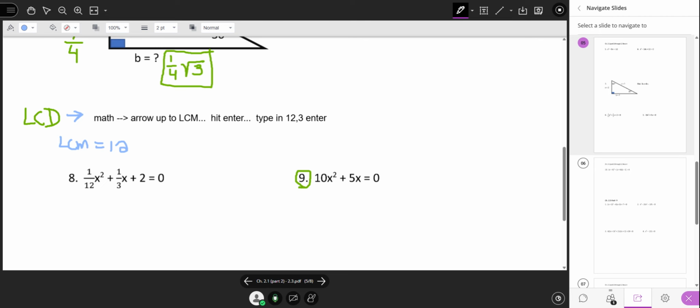Now, this is a beautiful little cheat to kill your fractions. What you're going to do is you're going to times each fraction or each term by the LCM or the LCD. LCM means least common multiple. LCD means least common denominator. Means the exact same thing.